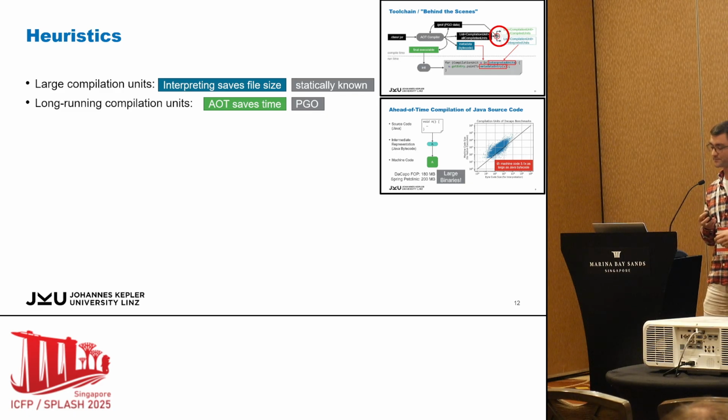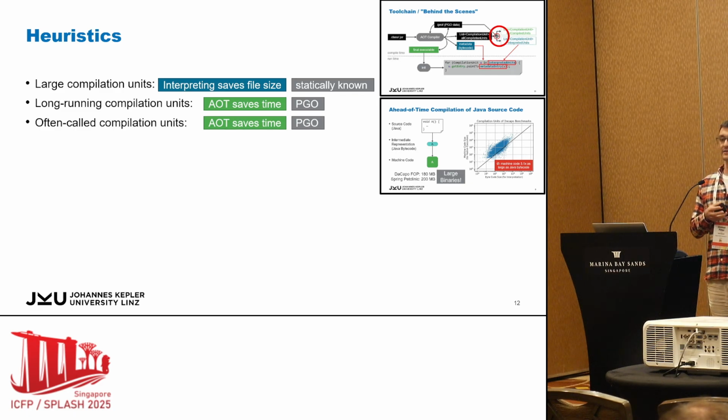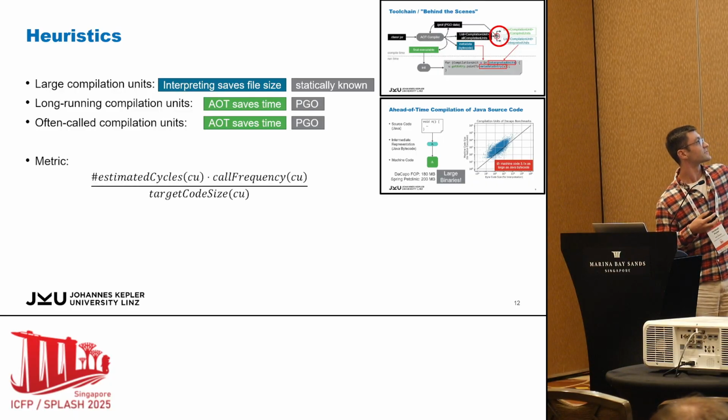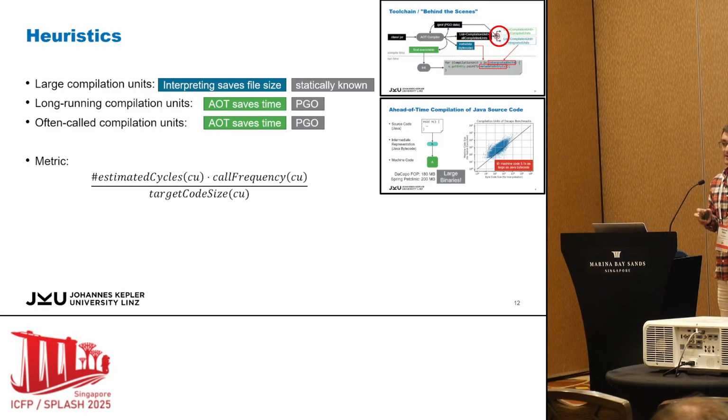For example, they contain a loop. On the other hand, there are compilation units that are called many, many times. These are also detected by the profile. And if we just put those three numbers together, we get a rather simple but useful metric, which estimates, so we get a number, and that number can tell us if it might be better to interpret it or if it's better to keep it ahead of time compiled.